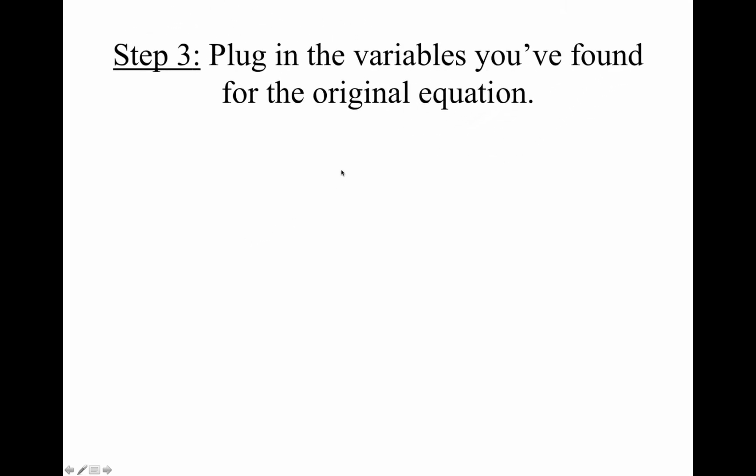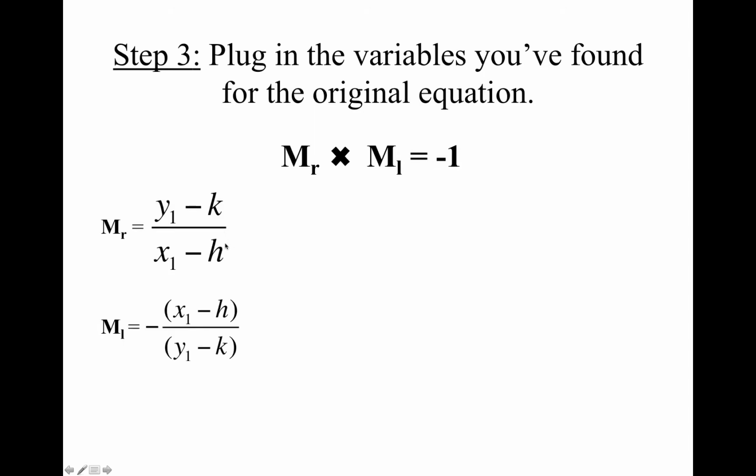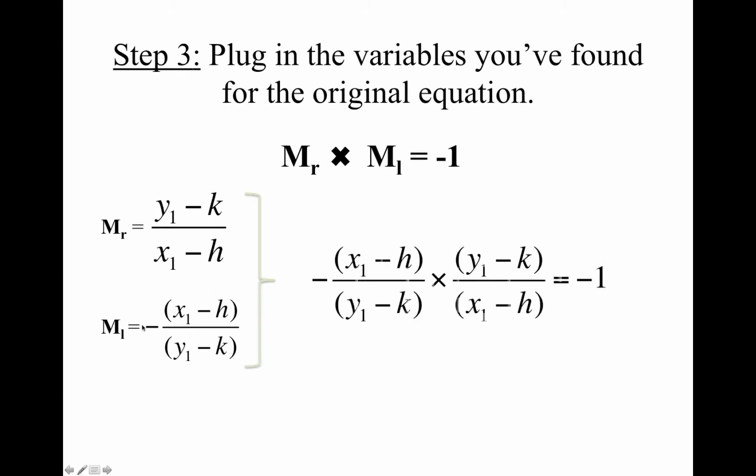And so our final step is that we need to take the variables that we found, the slope of the radius and the slope of the tangent line, and put them in our original equation. The original equation, if you remember, is the product of the slopes of the radius and the tangent line, and we need to show it's equal to -1. So here's the slope of the radius that we found, the slope of the tangent line that we found, and here is the product. As we can see, we can cancel out these factors, and because there is a minus sign here, we're going to get -1 is equal to -1.